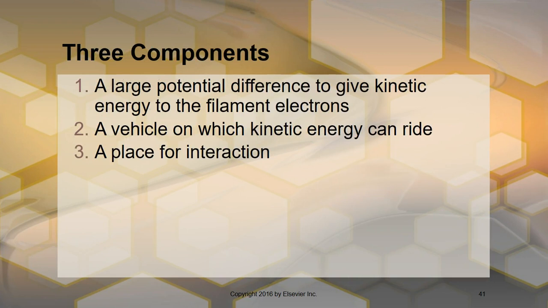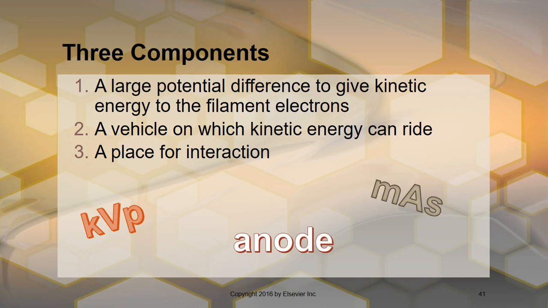There are three things that you need to produce these X-rays. So you've gotten up to this point. The first is a large potential difference to give the kinetic energy to the filament electrons, and that's kVp. The second one is a vehicle on which the kinetic energy can ride, and that is mass, which is a combination of milliamperage and seconds. You have to have kV so that you have enough power to get through the body part you're X-raying. It has to travel there through mass, and then it has to have a place for interaction, and that's the anode.